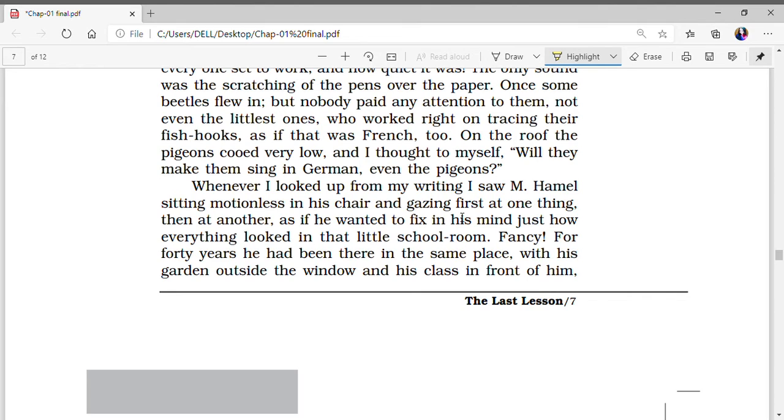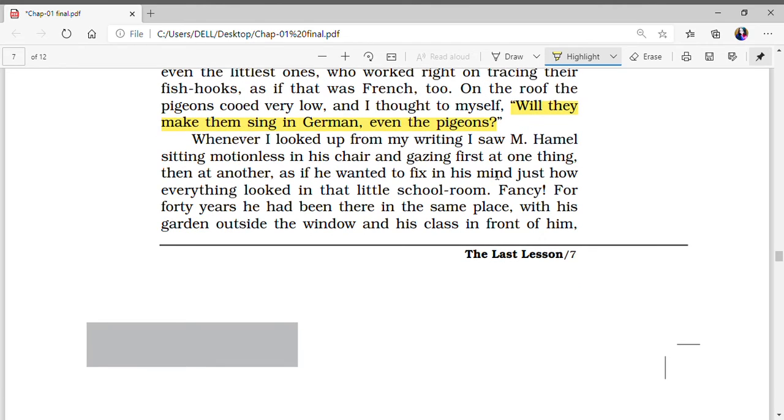On the roof, the pigeons cooed very low, and I thought to myself, will they make them sing in German, even the pigeons? So you can notice here the innocence of the child. He's thinking to himself that are they cooing so low because they are also defeated and they will also have to change their language. So it's an important line, and you might be asked to explain it. You can say that the child is so innocent and he is feeling so remorseful and sad about the defeat of his country, and not even the child but everybody around is so grieved by this fact of losing their language, losing their identity.